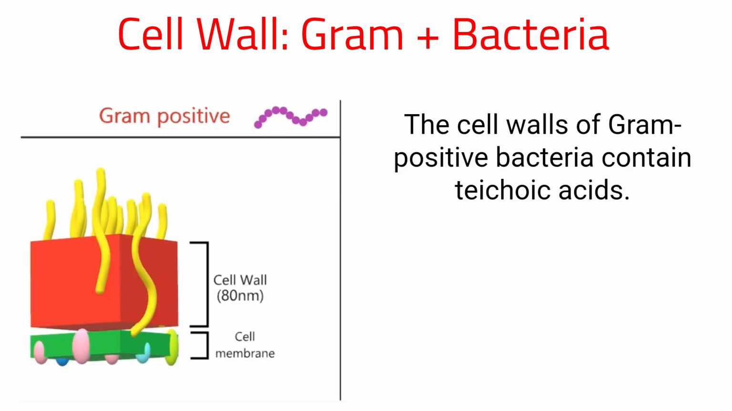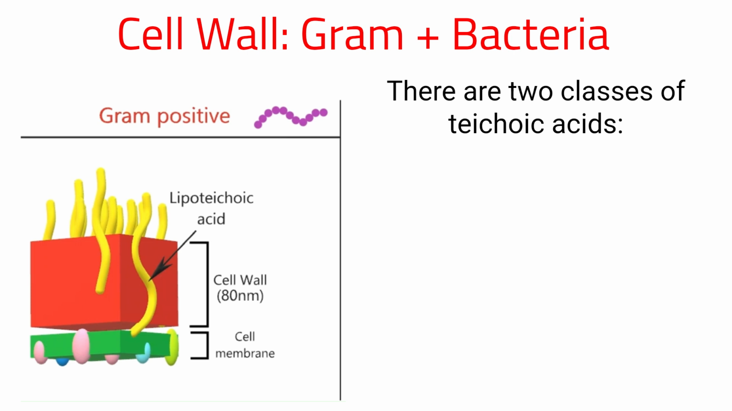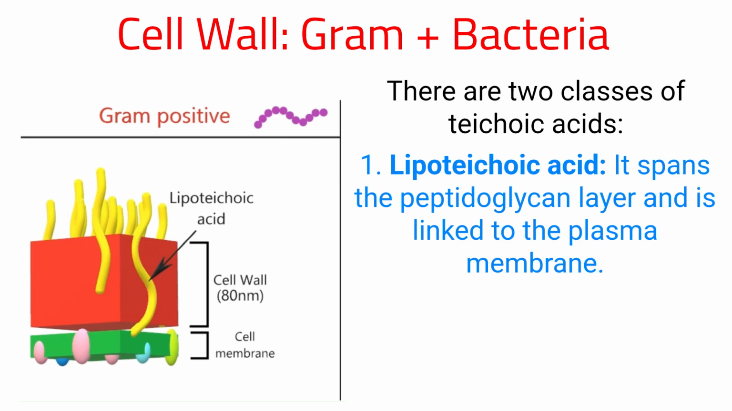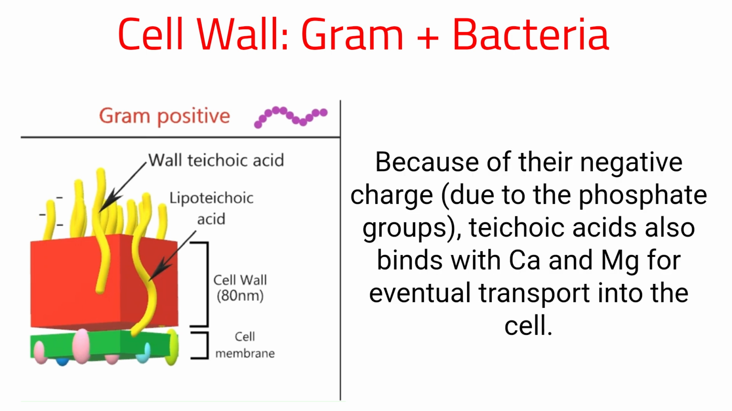Additionally, the cell wall of Gram-positive bacteria contains teichoic acid, which consists primarily of an alcohol and phosphate. There are 2 classes of teichoic acids. One is lipoteichoic acid, which spans the peptidoglycan layer and is linked to the plasma membrane. And the second one is wall teichoic acid, which is linked to the peptidoglycan layer only. Because of their negative charge, teichoic acids also function to bind calcium and magnesium for eventual transport inside the cell.